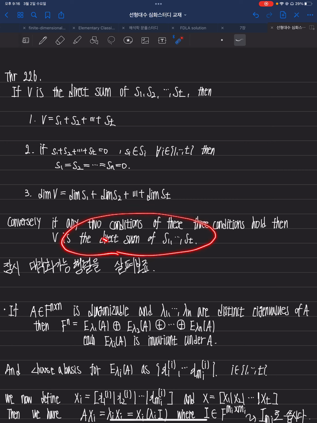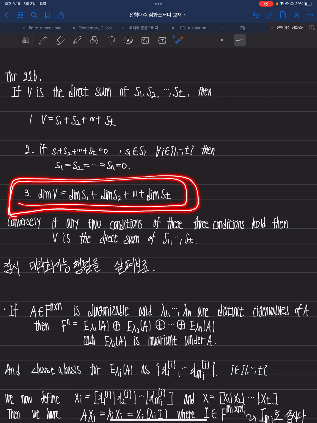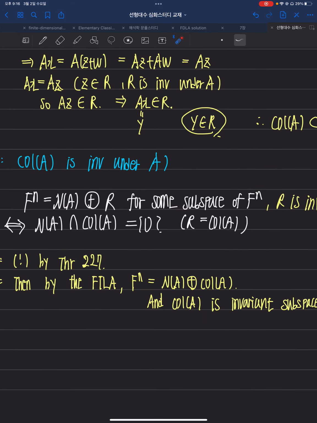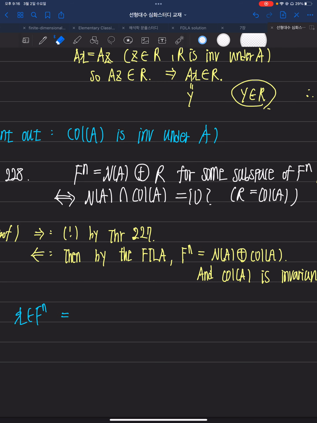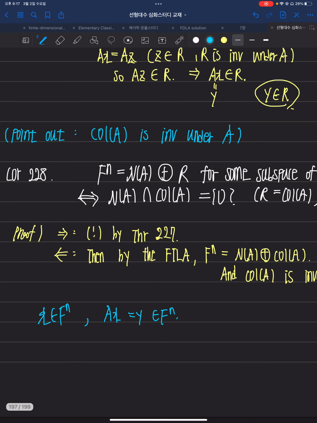두 가지만 만족해도, 오케이. 두 가지가 만족하는 건 펀더멘탈 세럼에 의해서 가능하죠. 그럼 문제는 이건데요. 임의의 x가 FN에 있다고 해봅시다. x가 FN에 있으니까, 얘가 함수이기 때문에 Ax가 y다, y는 FN에 있다고 말할 수 있겠죠. A가 FN에서 FN으로 가는 함수니까.